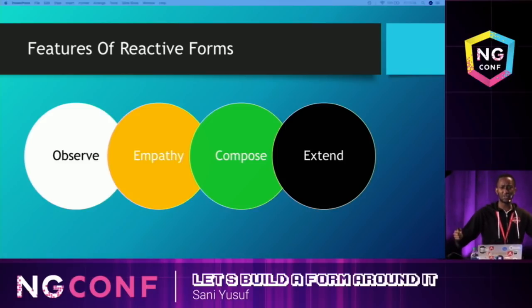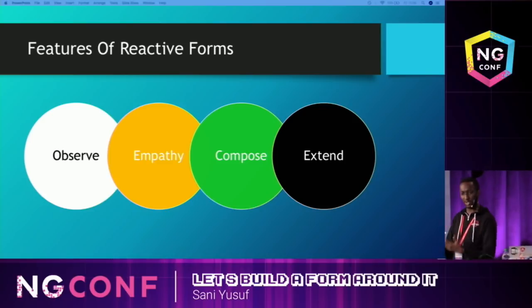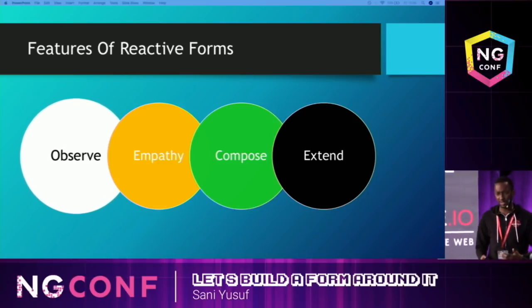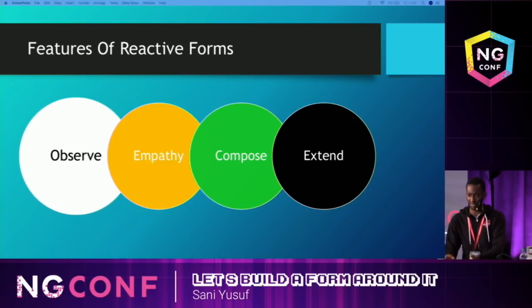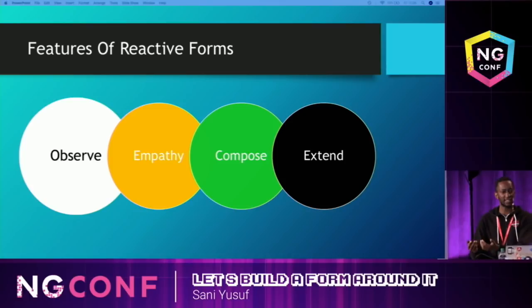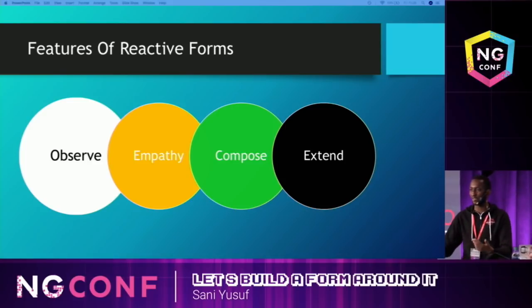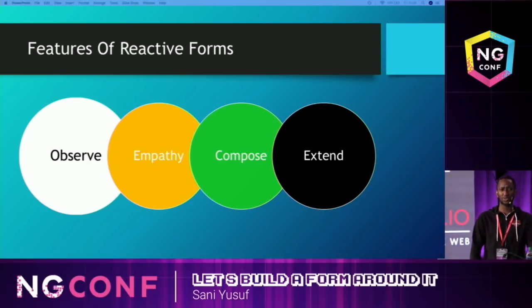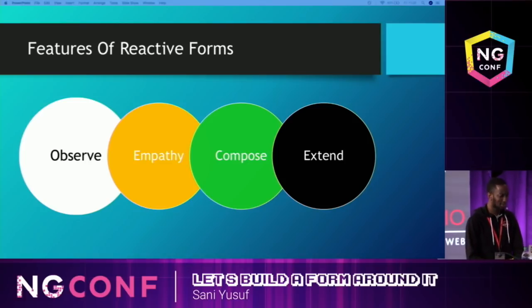So, what are the features of reactive forms? Reactive forms, they can observe. They're observant. What do I mean by they're observant? They know when you're typing something. They know when you've touched a field. They know when you've left the field. They know when the field is valid. They know when it's invalid. So it allows you to focus on just giving the user a great experience instead of constantly meddling around. Think about jQuery forms. Those were the good old days.